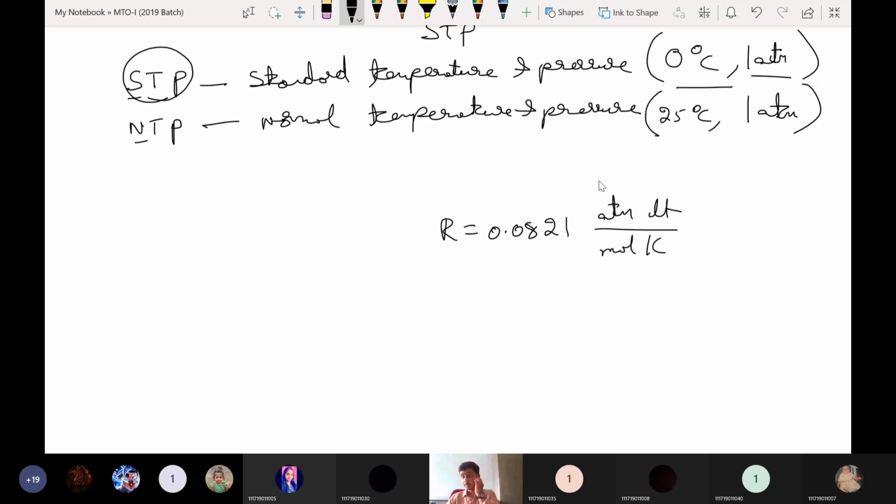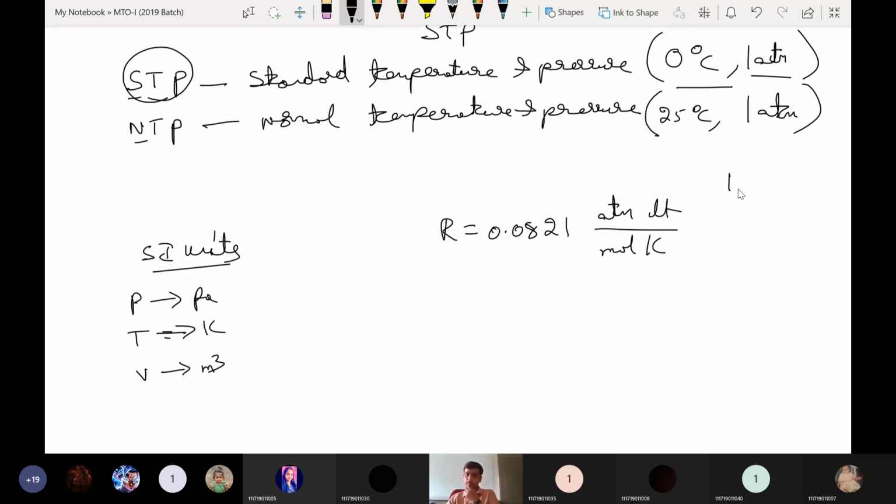For example, if you want the pressure in Pascal and the liter in meter cube, SI units, then in the system international units, pressure is measured in pascals, temperature in Kelvin, and volume in meter cube. This we know. Then we have to convert this into SI units. How to convert?